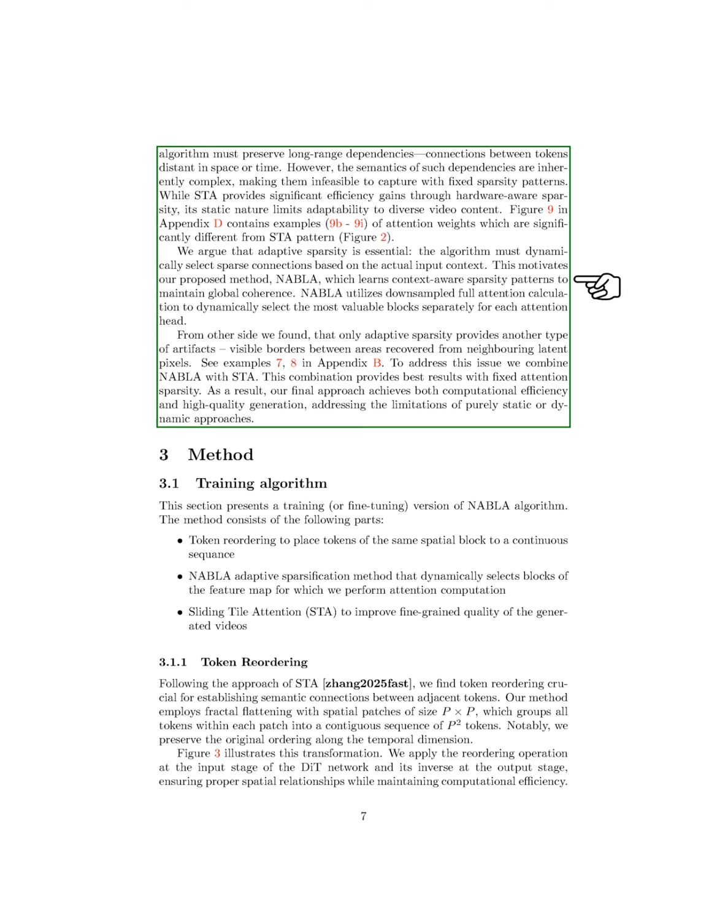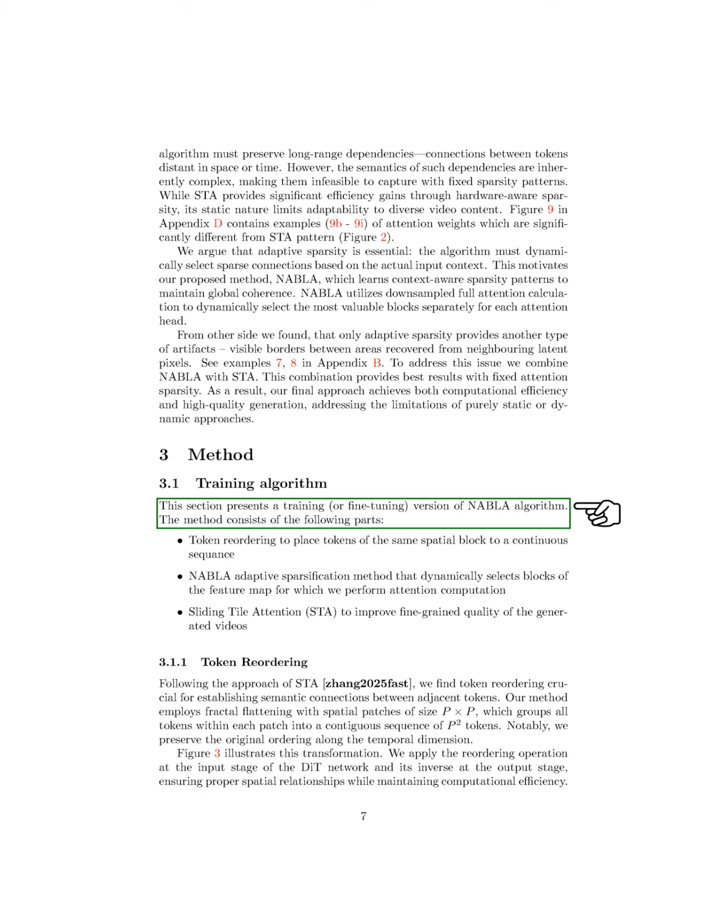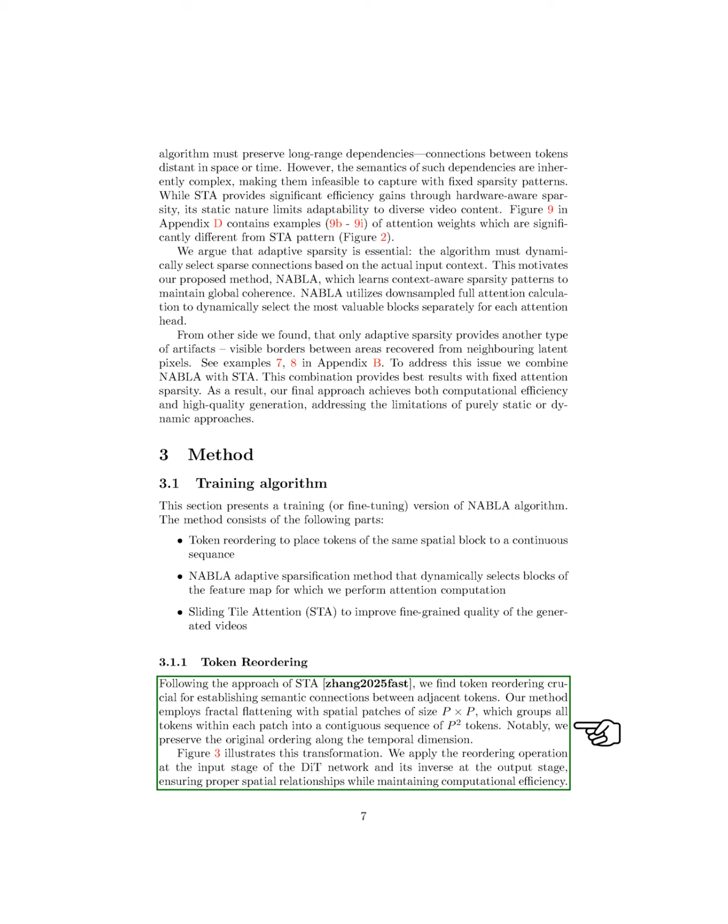Section: Training Algorithm. In this section, we present a training version of the NABLA algorithm. We emphasize the importance of token reordering, which helps establish semantic connections between adjacent tokens, following the approach of STA. Our method uses fractal flattening with spatial patches of size p by p, grouping all tokens in each patch into a continuous sequence of p-squared tokens, while keeping the original order in the time dimension. We apply this reordering at the input stage of the DiT network and reverse it at the output stage to maintain spatial relationships and computational efficiency.